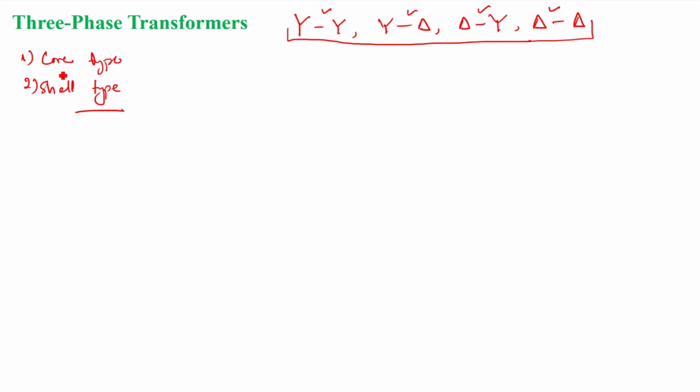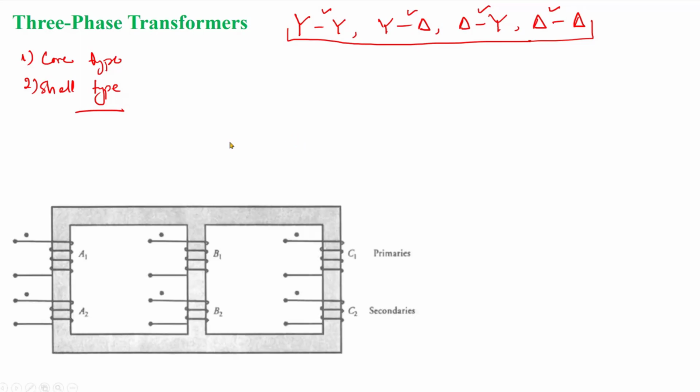So the difference is that in the core type transformer, the windings are on the core, that means the windings are engaging the core, and in the shell type transformer, the core is encircling the winding, right? So this is the difference we have seen. This is a core type transformer. You can see this is a three-phase core type transformer, right?